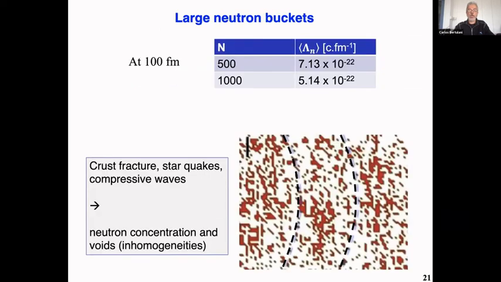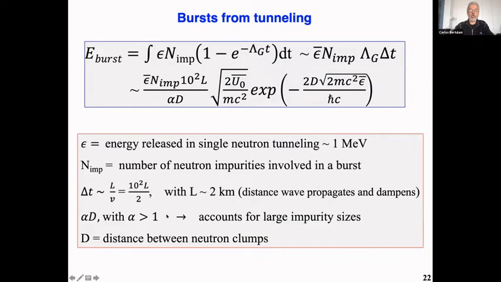So here I also show that if I go to a very large number of particles, I have more or less what I expect. There is a reduction because these particles like to clump together because of the strong interaction. So there are some obvious things which emerge. So the basic model that we have is what I already explained before, in the neutron star. So let me go to this burst due to tunneling, right?